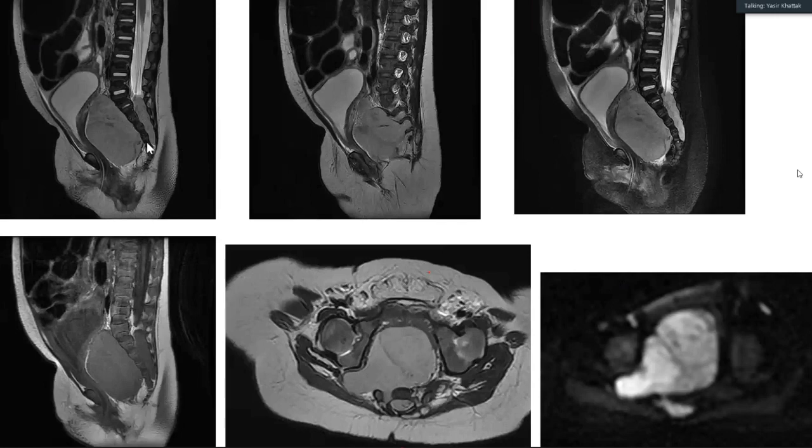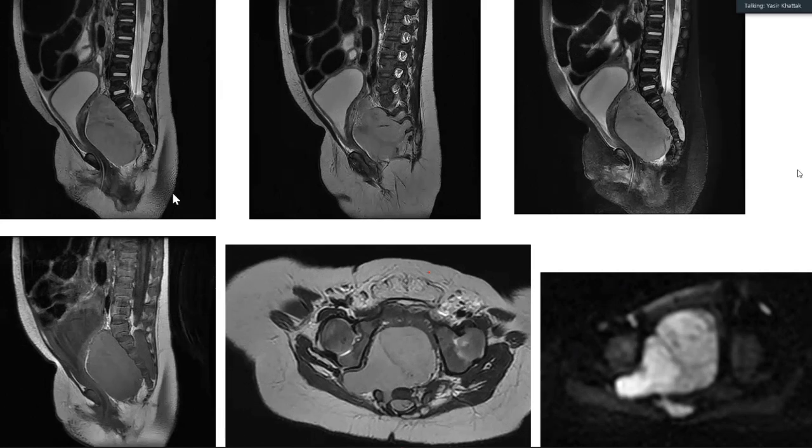But you see the adjacent spine is normal. You don't see intraspinal segments. And that is something very important to mention. Although the location is very typical of sacrococcygeal teratoma, the coccyx is normal, and that is where the sacrococcygeal teratoma usually arises from.